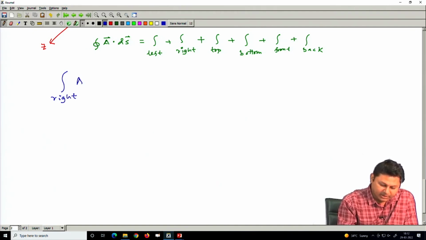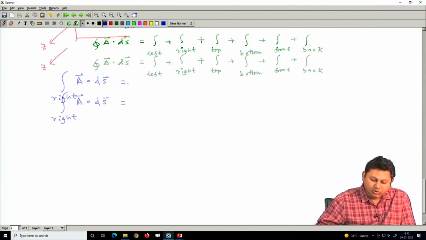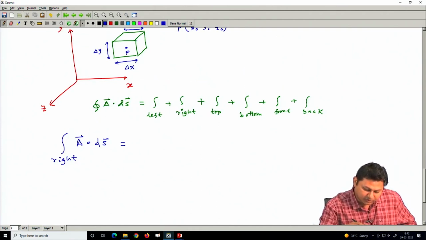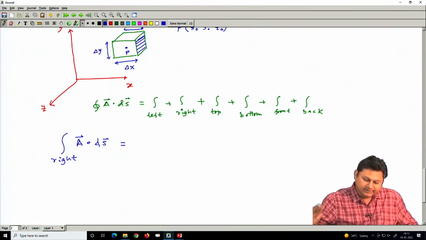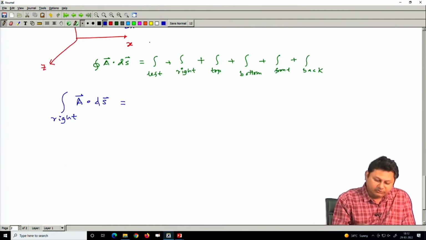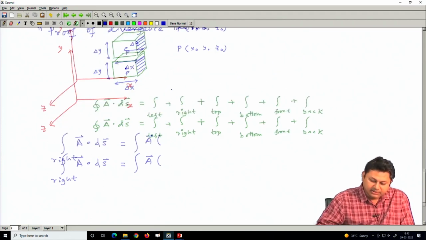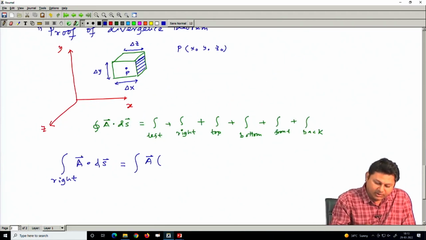So, for the right surface, if I want to calculate A dot ds, the ds element is known and the value of A is also known. So, over here I am calculating the integration for this surface. Try to understand, this is the surface I called my right surface. For the right surface, the value of the A vector field will change because at this point it is x 0, y 0, z 0.